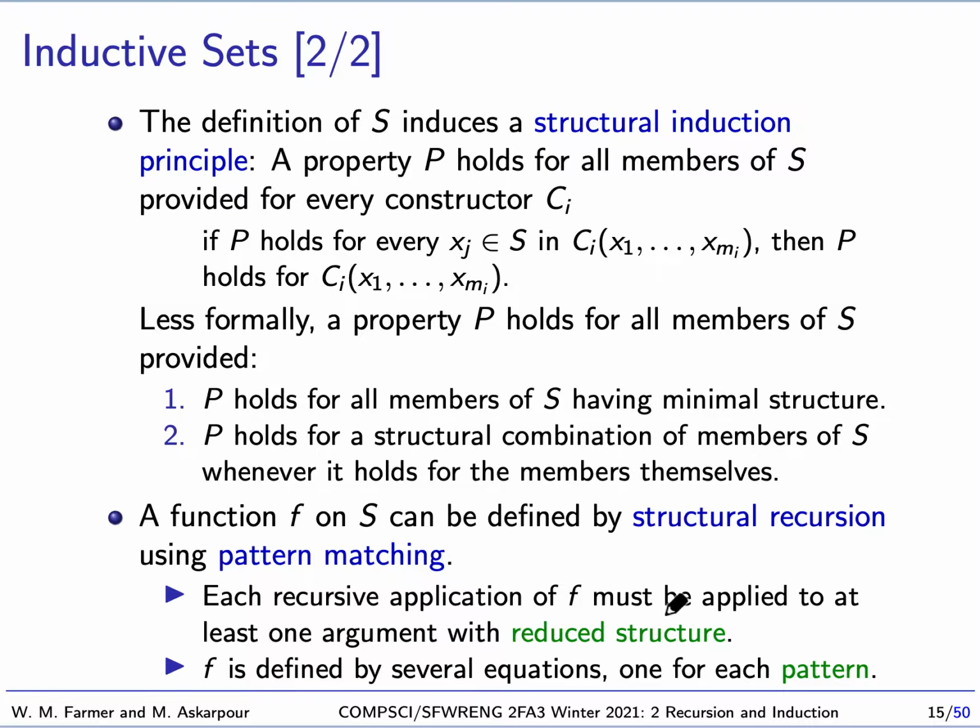Now, a function f can be defined by structural recursion using pattern matching. The way this works is each recursive application of f must be applied to at least one argument of reduced structure. So if f took 3 arguments, at least one of those arguments would have to have reduced structure. And we define f using several equations, one for each pattern, and we have at least one pattern for each constructor.